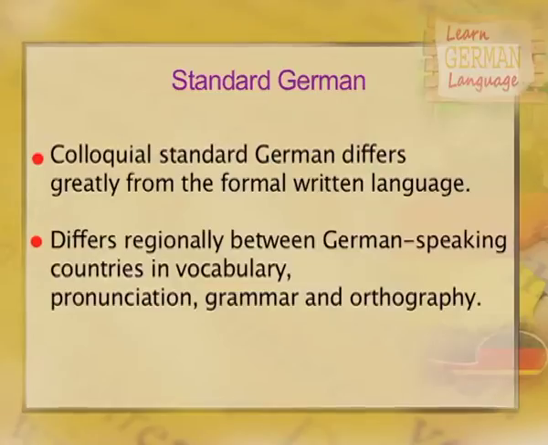Standard German differs regionally between German speaking countries in vocabulary and in some instances of pronunciation, grammar and orthography. That means, if you are speaking German in Austria or in Switzerland or in Luxembourg or in Germany, the German would differ in all these countries in terms of its grammar, pronunciation and also the writing style, which is called the orthography. This variation must not be confused, however, with the variations of local dialects.